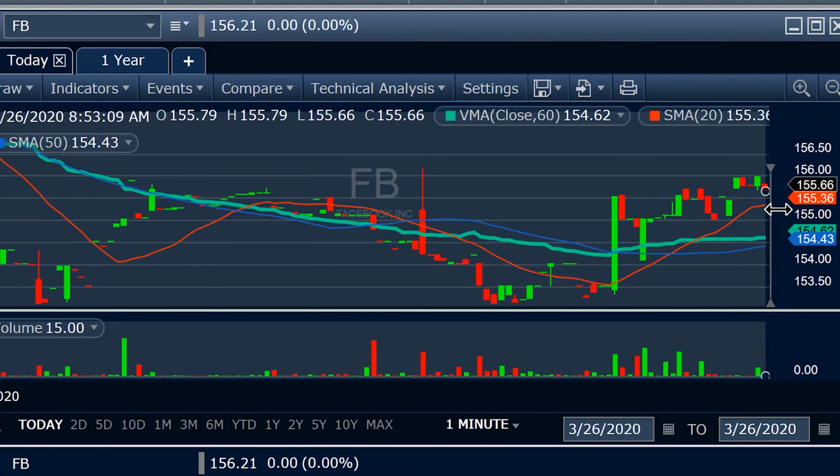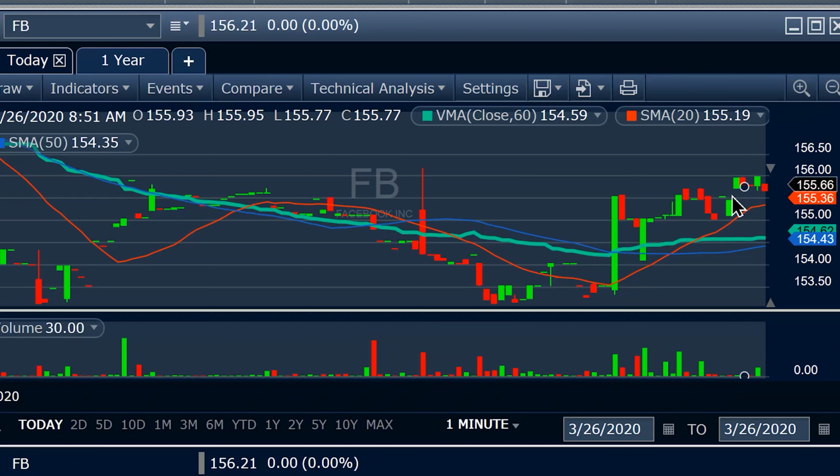This is a 1 minute chart, so you see these down minutes where it's coming back to the moving average, and that's what I like to see. That's what I look for.